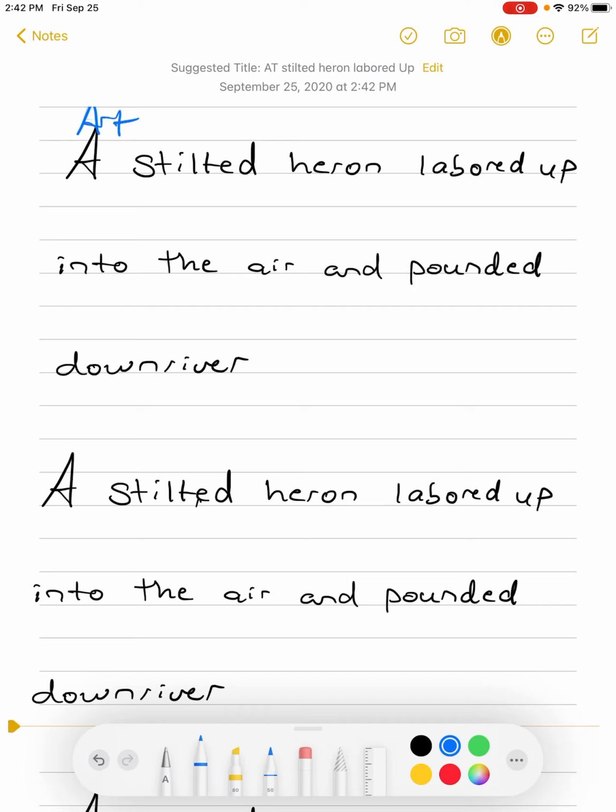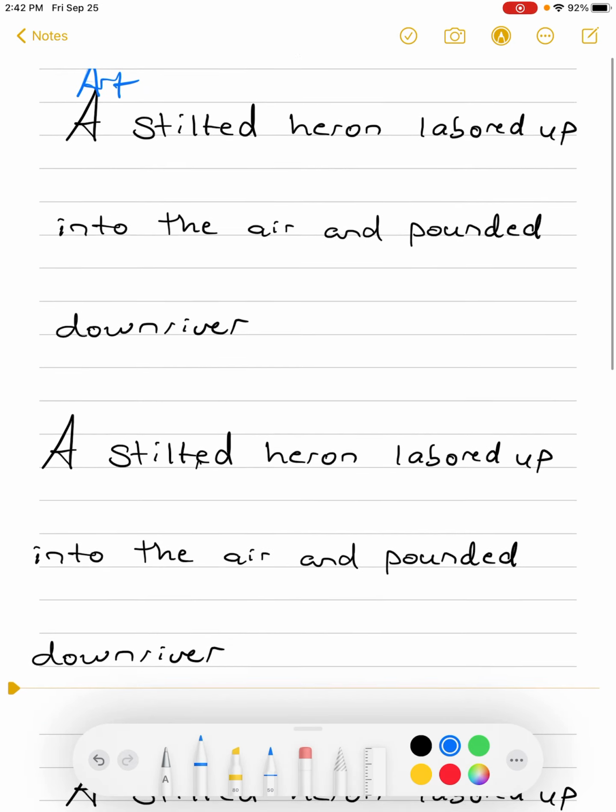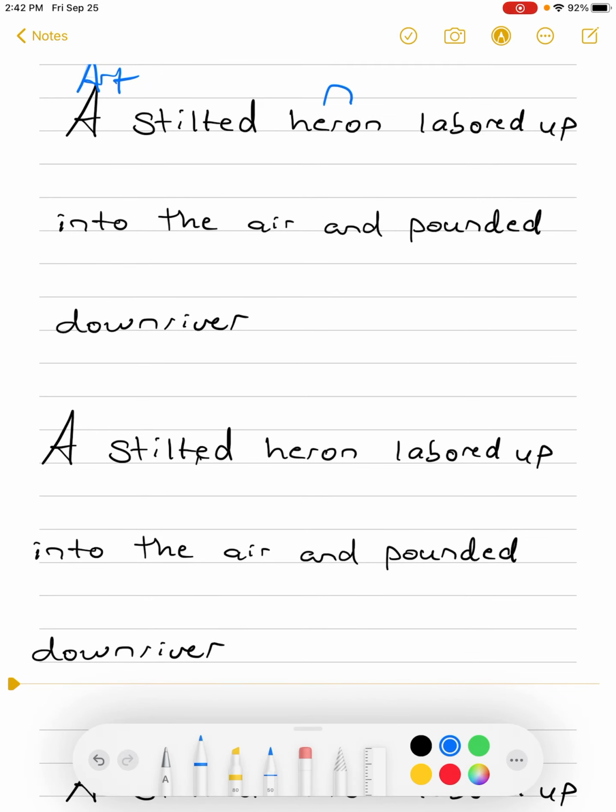Oh, well, yeah, we got to find our nouns first. Always find our nouns and pronouns first. So I know heron is a noun. Labored up into the air. Air is a noun. And pounded downriver. Now, I think in first block we talked about downriver being, or river being a noun, but I'm going to leave this alone real quick. Okay. A stilted heron labored up into the air and pounded downriver. I think that's it for our nouns.